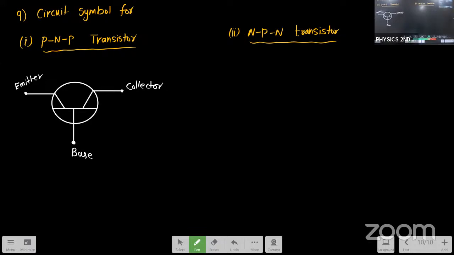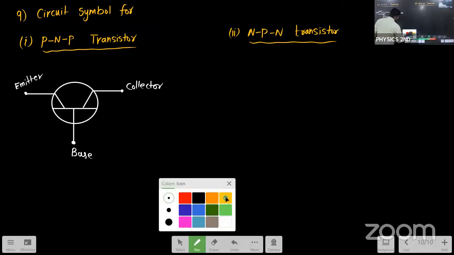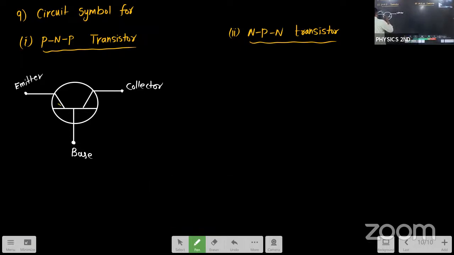The important thing in this PNP and NPN transistor is the direction of the symbol, whether the current is flowing inside or going outside. So see here, in case of a PNP transistor, the direction will be downwards. Here, the current will flow from the emitter region, something like this. So how to remember, sir? What you can do is, let me consider this one.